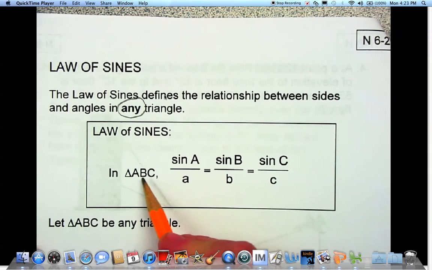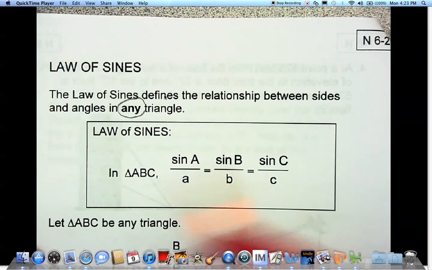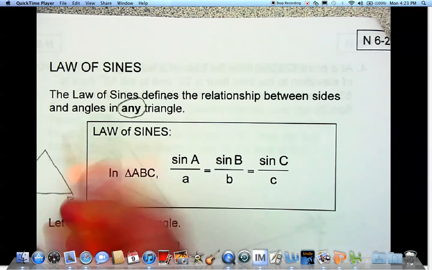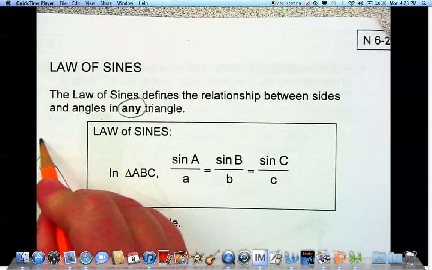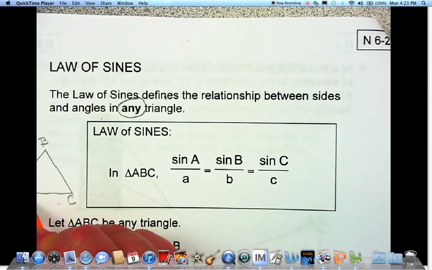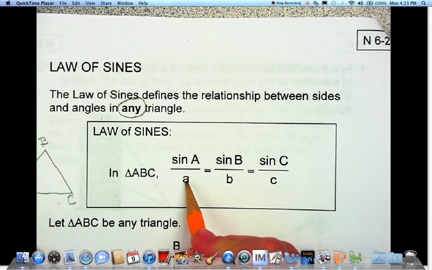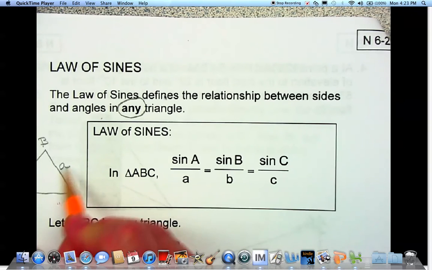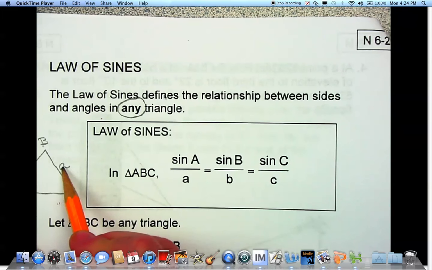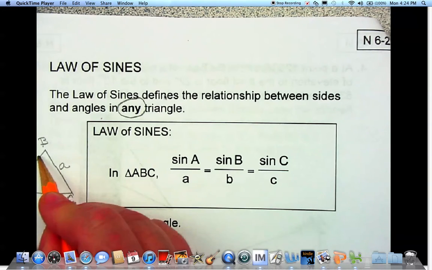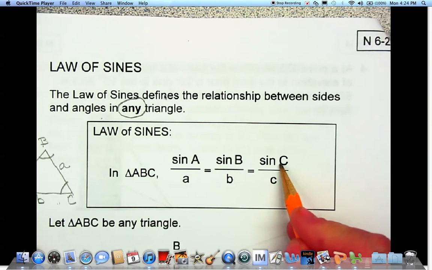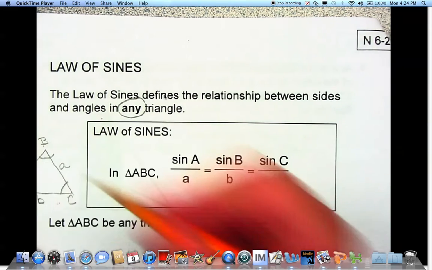The triangle ABC, so you have a triangle like this. A, B, now let's put B up here. A, B, C. The sine of angle A, which would be right here, divided by the side a, and side a is directly across from angle A. So the sine of A divided by little a is the same as the sine of B divided by side b, which is the same as the sine of C divided by side c.